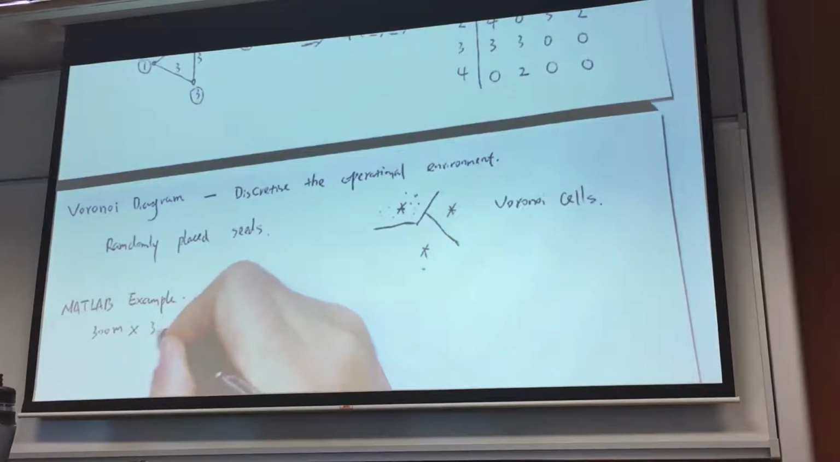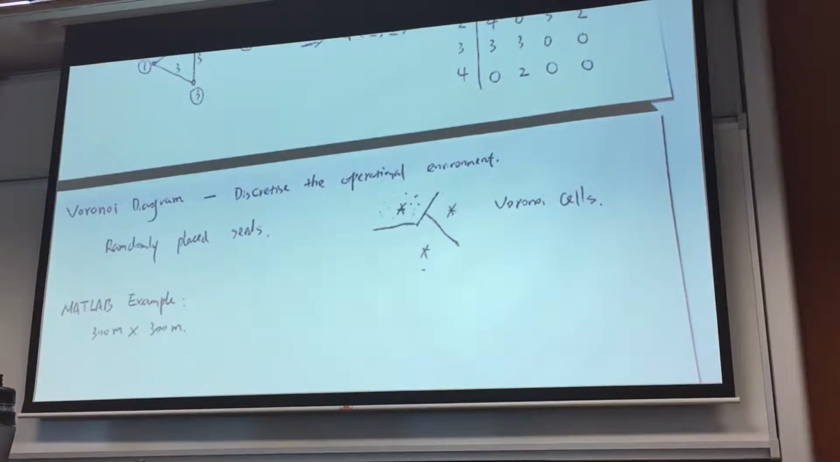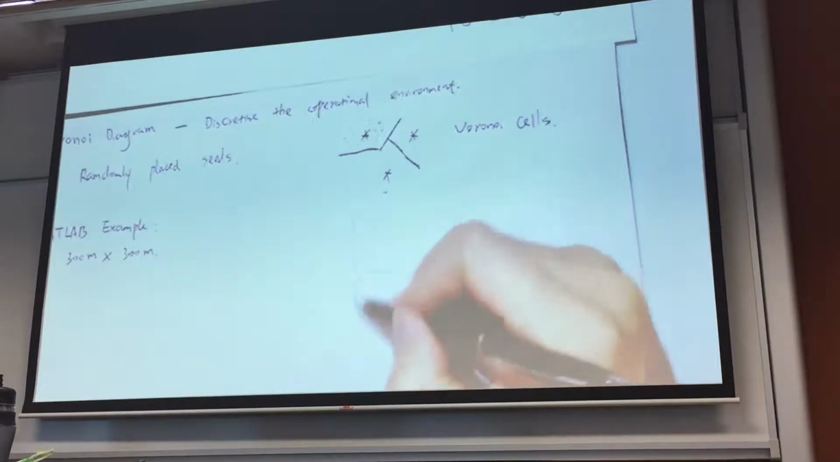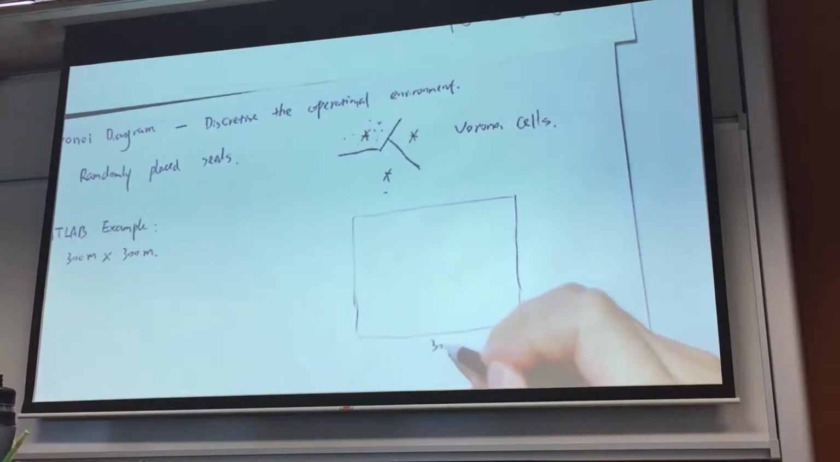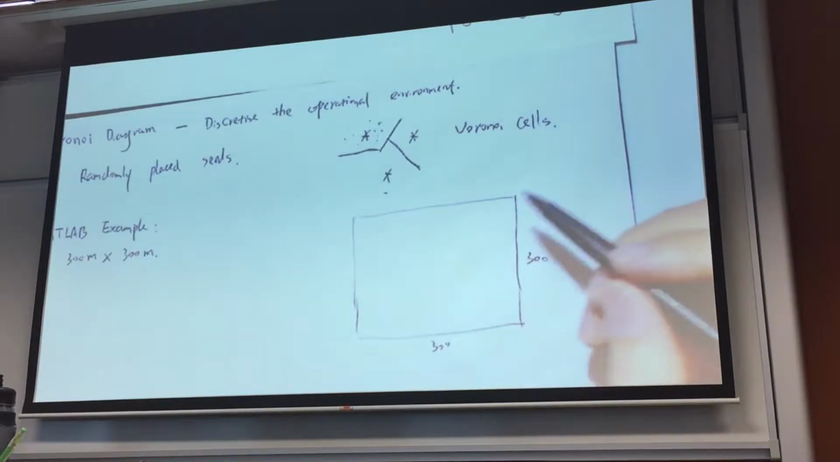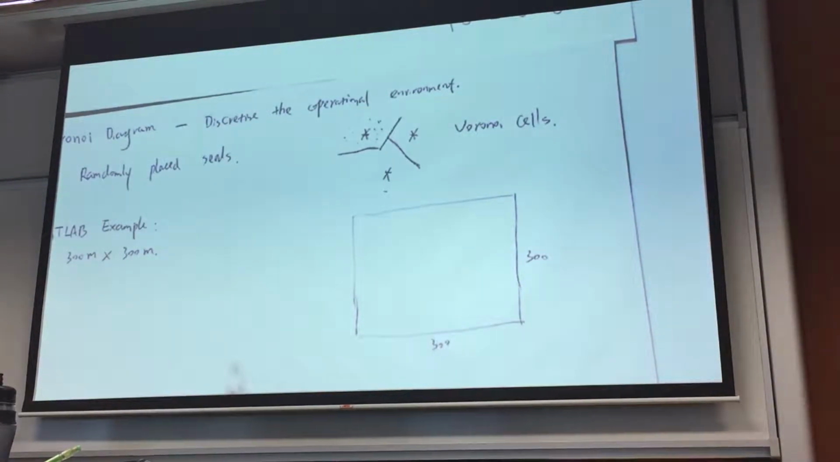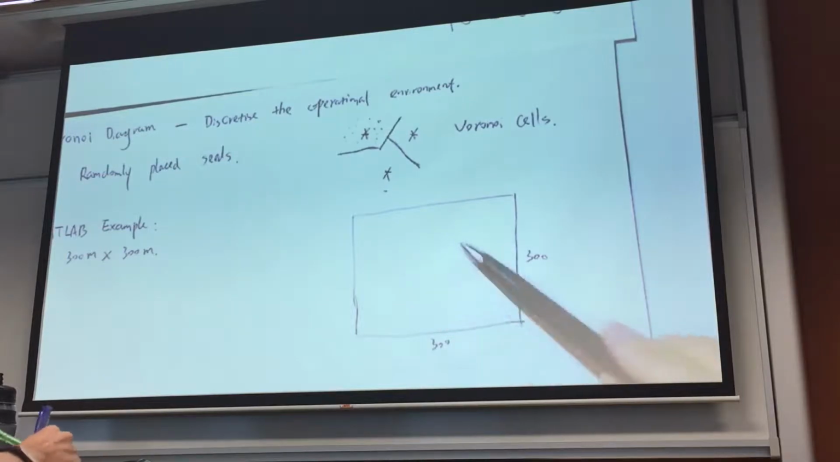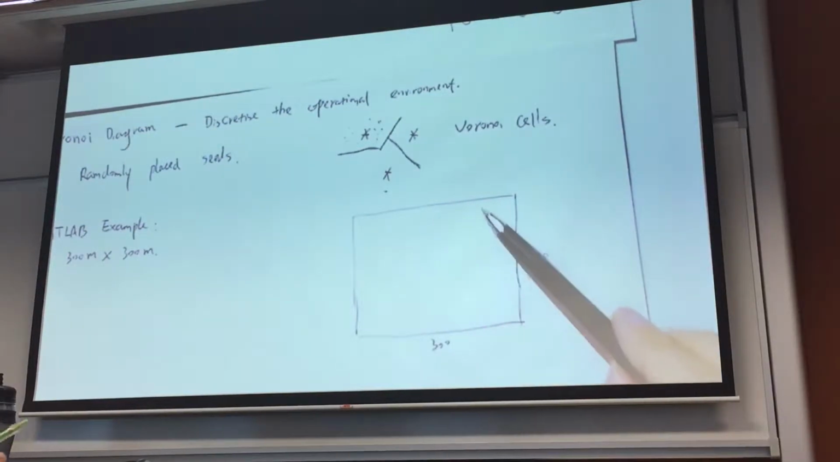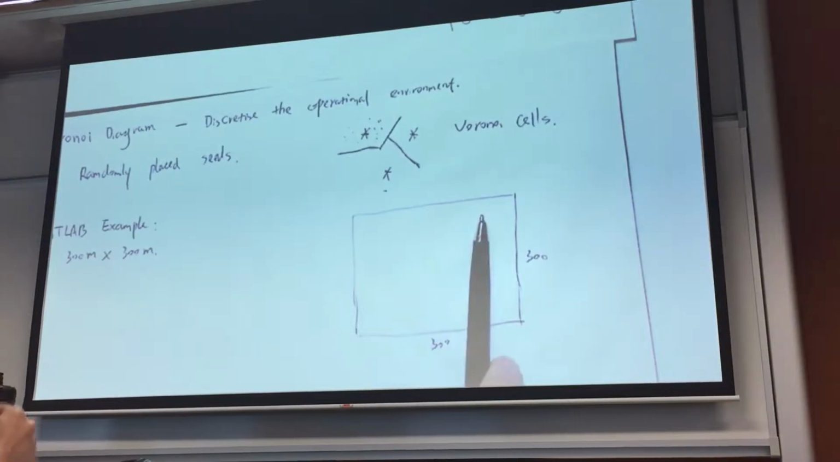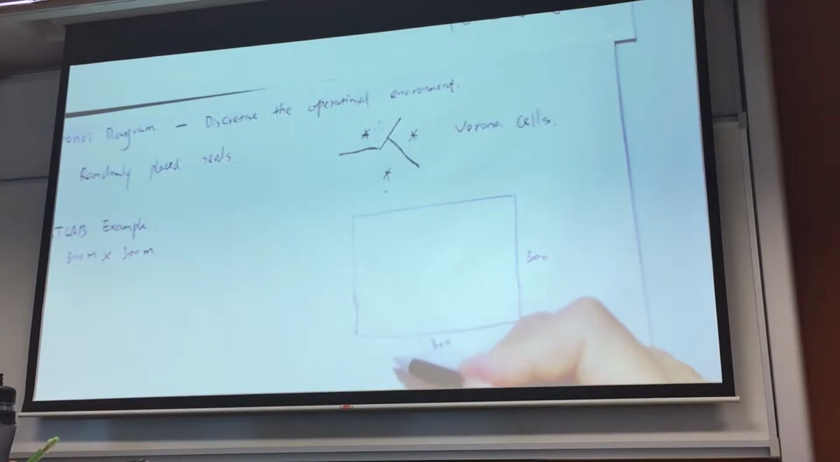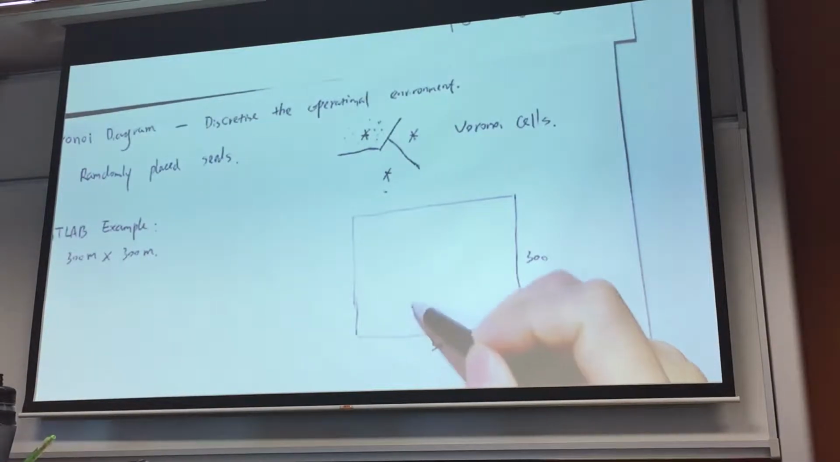300 meter by 300 meter. So assume we have a space like this. It's a 300 by 300. Using the Voronoi diagram in MATLAB is quite easy. You just randomly place the samples, place the points, and it will partition the space. But to make it more interesting, we put an obstacle here.